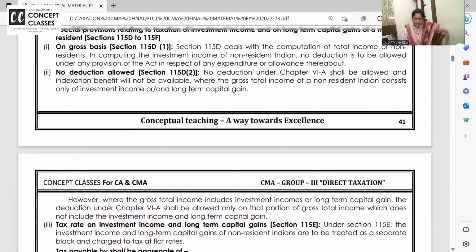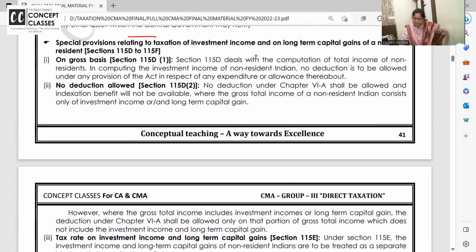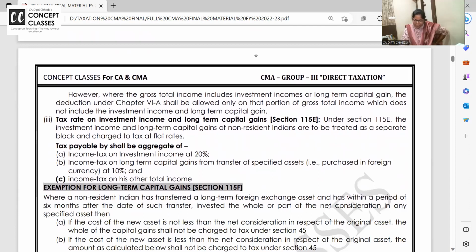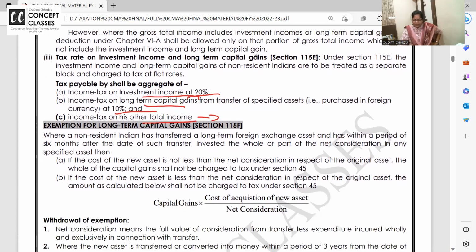So in this case, how are these incomes taxable? No deductions will be allowed. And if there is investment income on these shares and all, like you have received dividend on shares, interest on debentures, it will be taxable at 20%. Long term capital gain 10%. And the rest of the income is at your routine slab rates, or if it is a foreign company, then 30% and all.